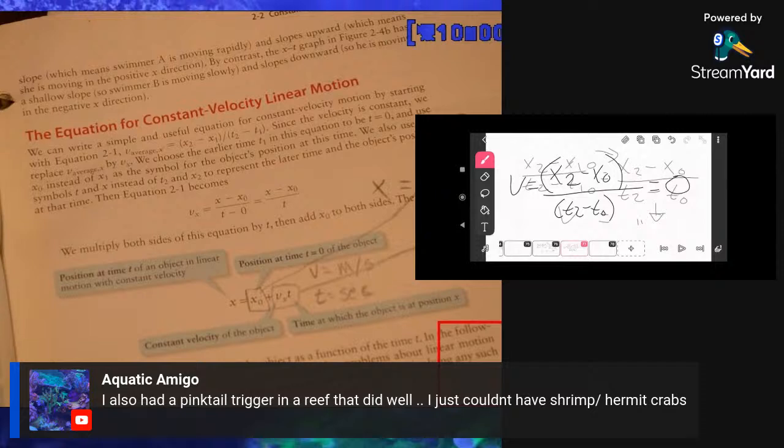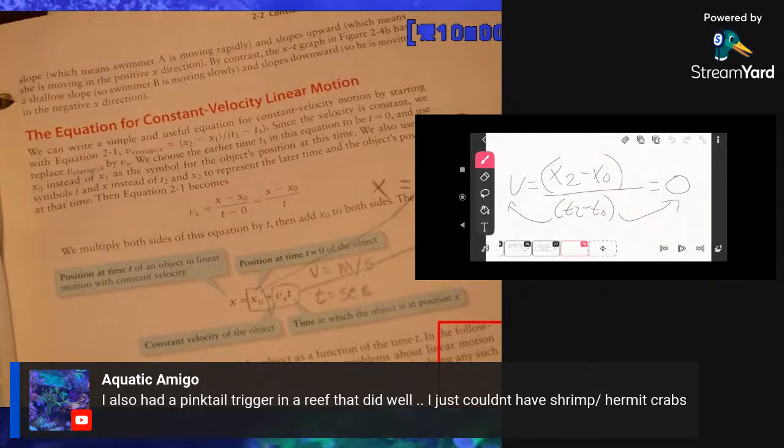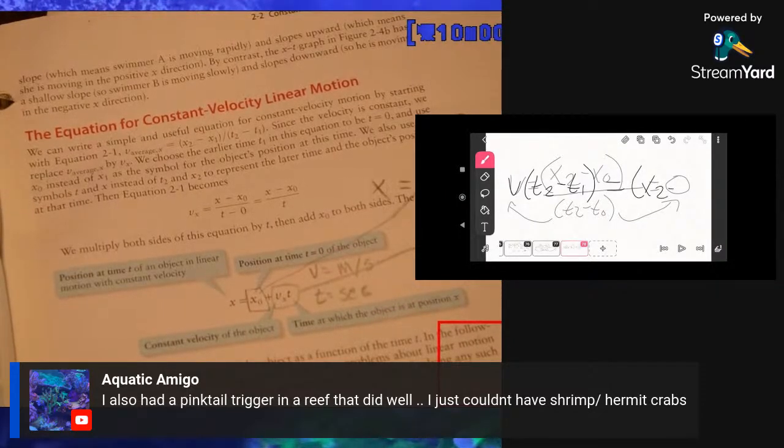Okay, you see that? But now I'm gonna multiply by the time. You see that? So now I'm gonna multiply by the time. Okay. So the new equation, how did they write it? Okay, so the new equation is going to be v times (t2 minus t1) is equal to x2 minus x0. Okay, you see that? You see that, guys?